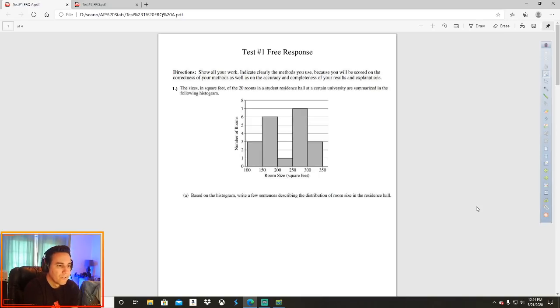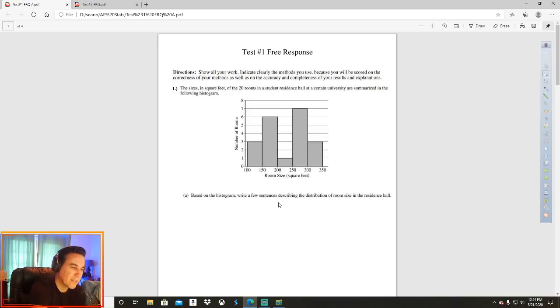So this one, sizes of 20 rooms in a student residence hall at a certain university are summarized in the following histogram. Perfect. Based on the histogram, write a few sentences. Typical question right here, you guys. You're ready. I think you're probably going to have something like this. So I would have said bimodal, slight left skew, maybe symmetric. It's not that bad on this one, but definitely bimodal.